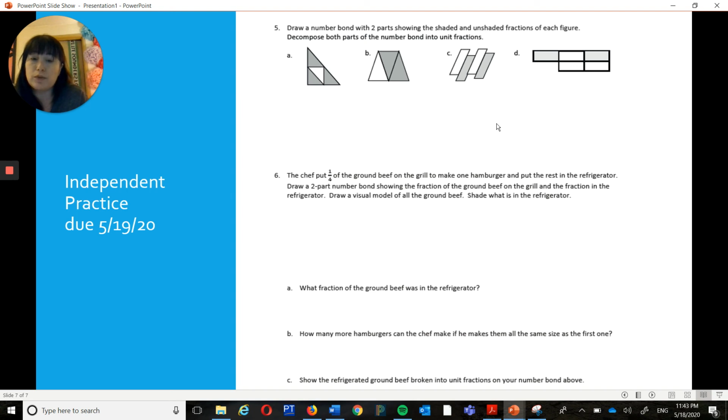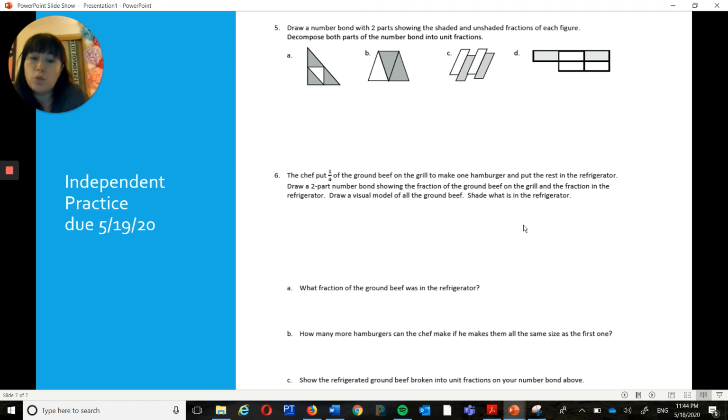The story problem wants you to draw a 2-part number bond, so just like you were doing in 5, showing the fraction of the ground beef that's on the grill making that hamburger, as well as on the other arm, you'll have the fraction of the ground beef in the refrigerator. So one arm will be for what's on the grill, one arm will be for what's in the fridge. You're also going to draw a visual model of all the ground beef. Fraction strip is what that means. Shade in what is in the refrigerator, so not what's on the grill, what's in the fridge.